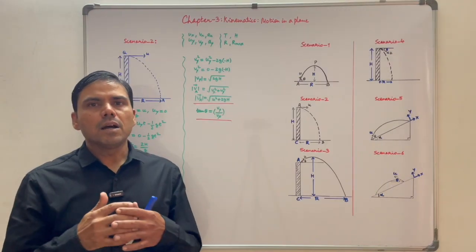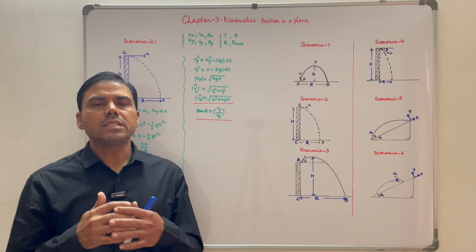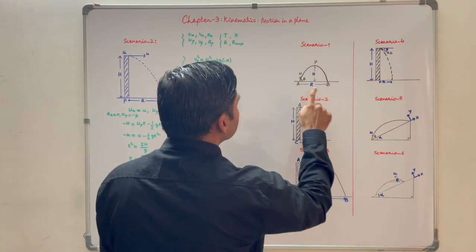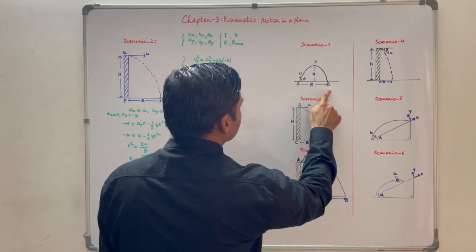Now, let us understand a particle's projectile motion in 6 different scenarios. I have listed these scenarios here. Scenario 1. Ground to ground projectile motion.